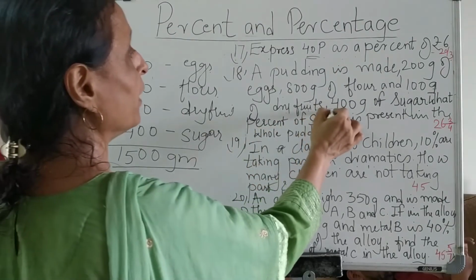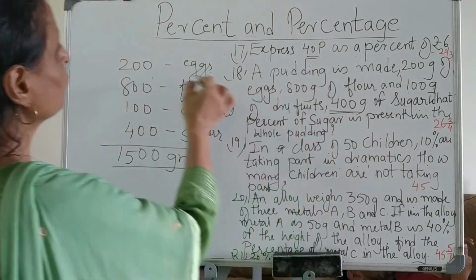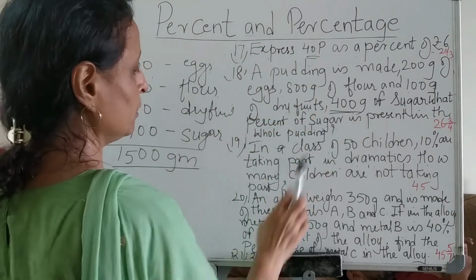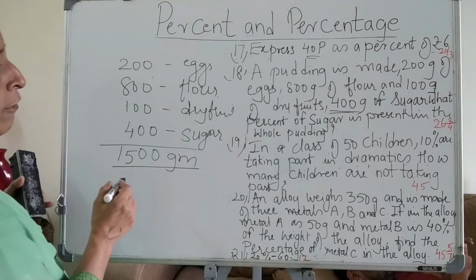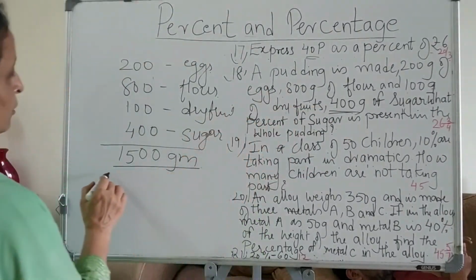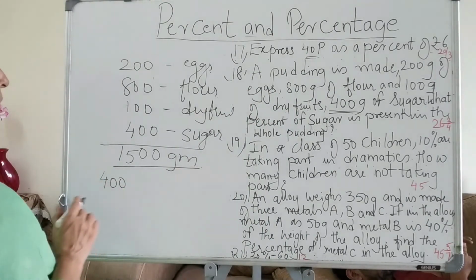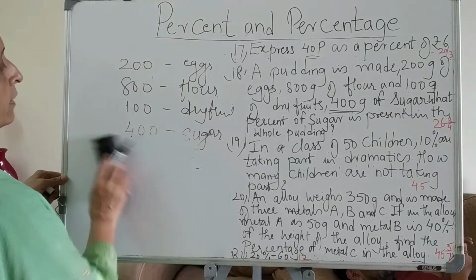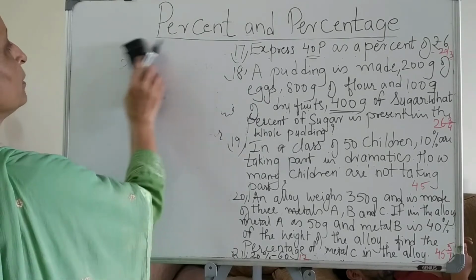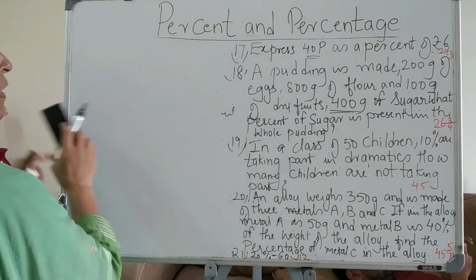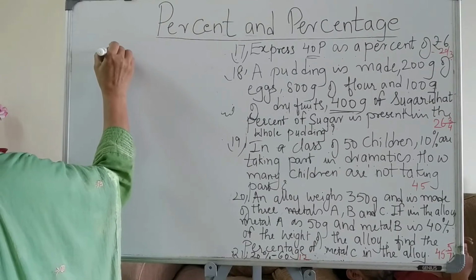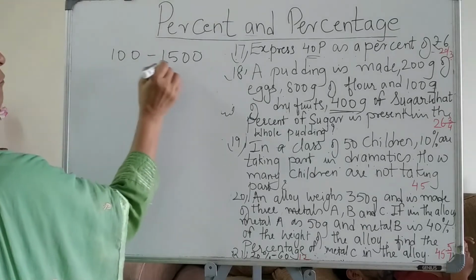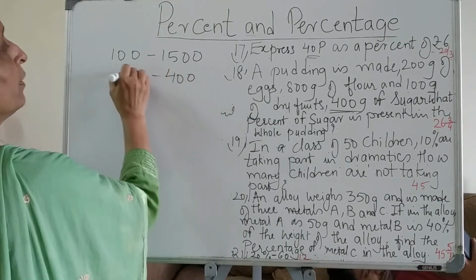Now you have to find out only of sugar. You don't have to find out of egg or flour or dry fruits. You have to find out what percent is sugar. So what is the quantity of sugar? 400 grams. Now this 1500 is 100%. Now what percentage will be 400 grams? Here 100% is 1500, and you have to find out what percent is 400 grams.